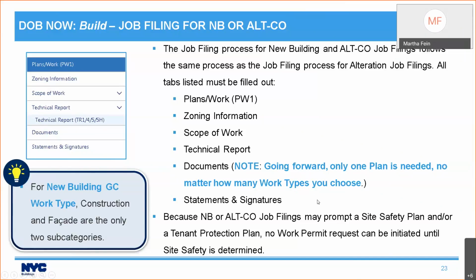And of course, you need to do your statements and signatures. Because new building or Alt-CO job filings might prompt a site safety plan and/or a tenant protection plan, no work permit request can be initiated until that's been determined. The tenant protection plan is determined by a question on the owner's statement and signature. Site safety is determined by the characteristics of the job, and I'll talk a little bit more about that later. But until that has been determined, you cannot request a work permit. So you can't do a Prof Cert job filing with work permit for new building or Alt-CO jobs.